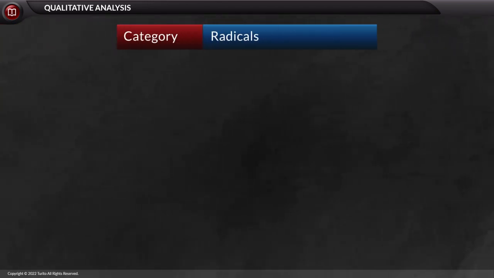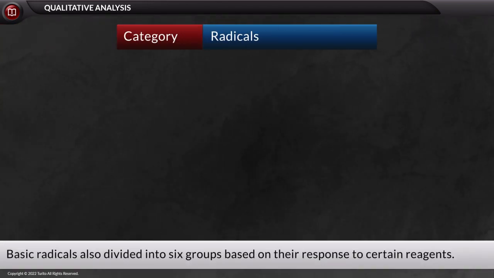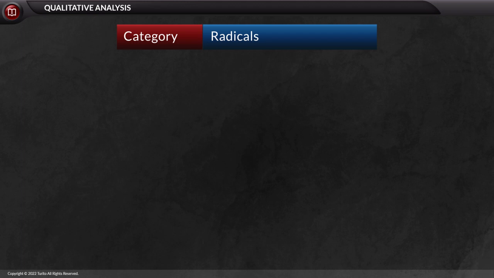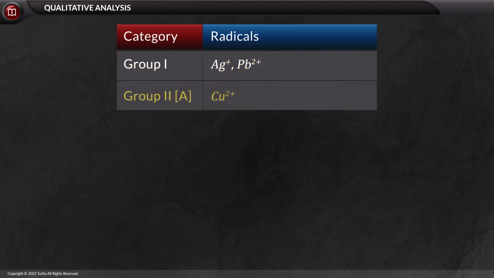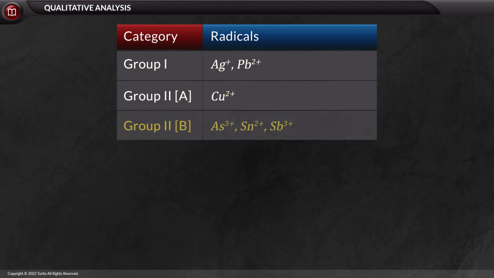When we consider the basic radicals, they are also divided into 6 groups, based on their response to certain reagents. Let us see a few examples of these groups. Ag+ and Pb2+ belong to the first group. Cupric ion belongs to the second A group. Second B group doesn't contain any common cations in it.